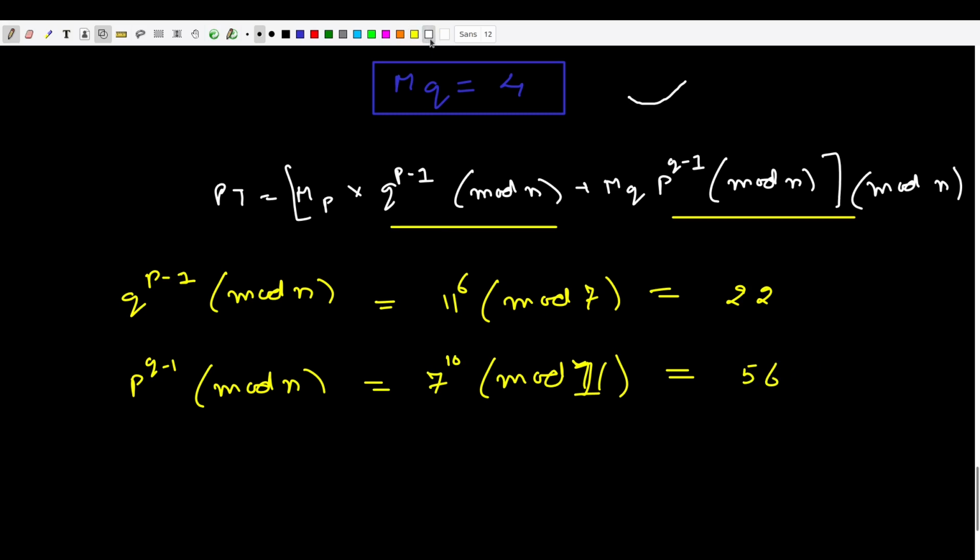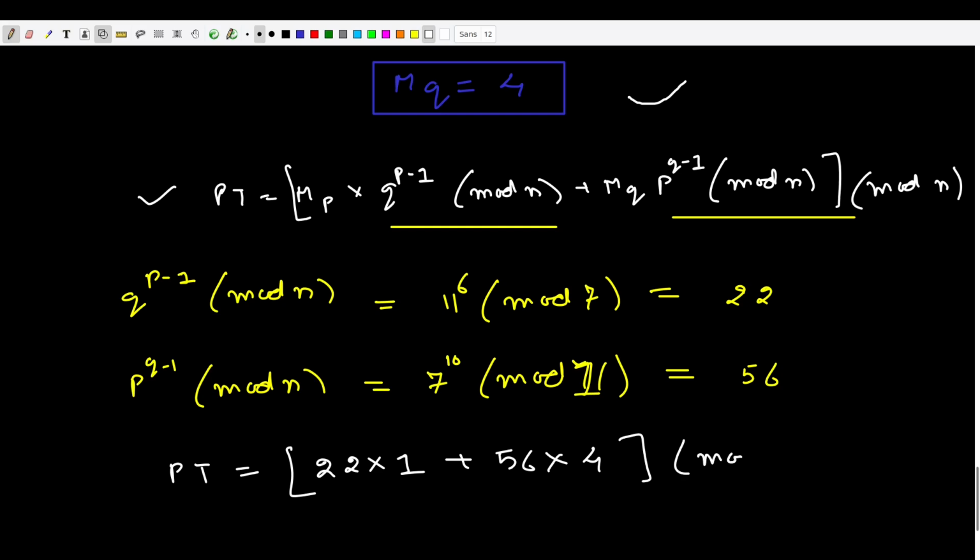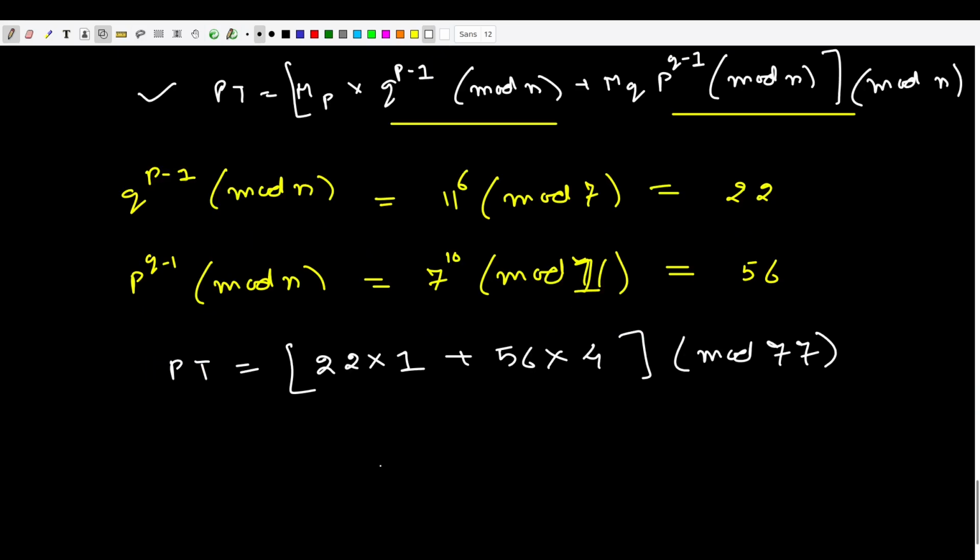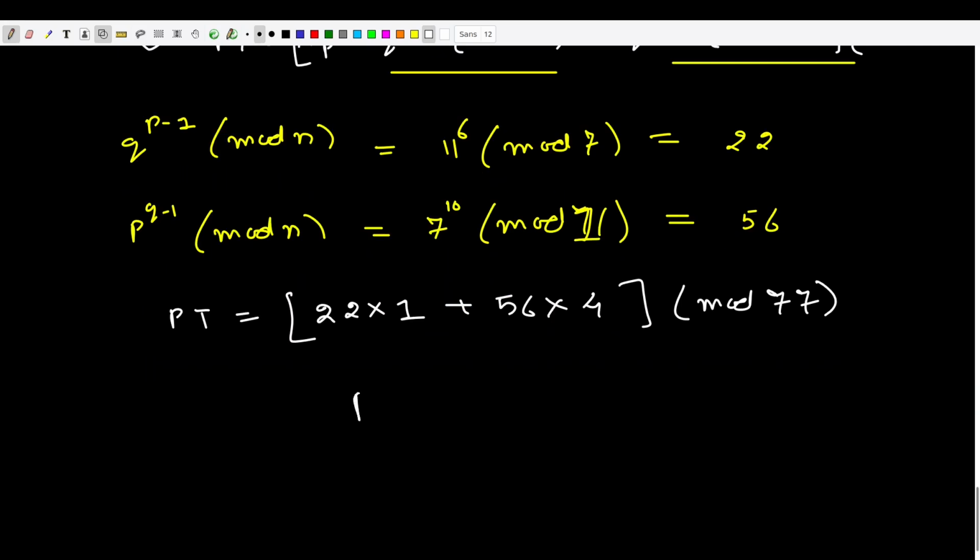Once we have computed all the terms, let us plug the values into this equation. So plaintext becomes 22 times MP, MP is 1, plus 56 times MQ, MQ is 4, modulo n, n is 77. If you solve this entire thing, you'll get plaintext equals 15.